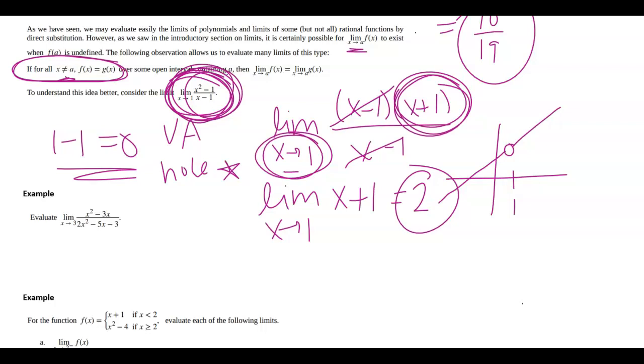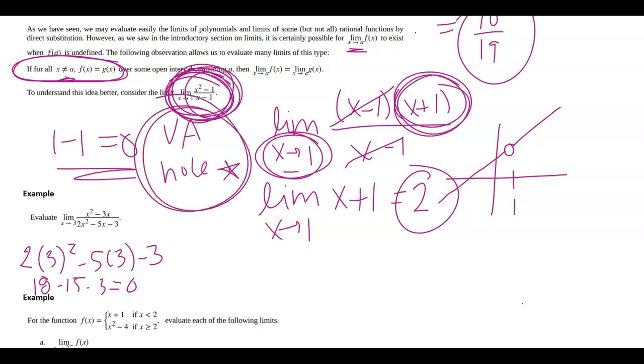Let's look at another example here. What happens when I plug in 3? Let's see. So I get 2 times 3 squared minus 5 times 3 minus 3. Do I get 0? I get 18 minus 15 minus 3. Oh no, I get 0. Okay, is there a factor in the top that cancels with a factor in the bottom? That is my next check.